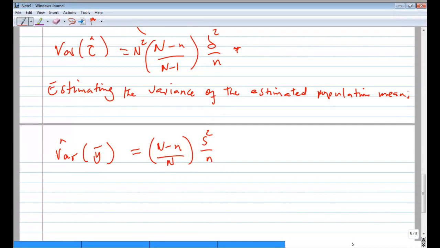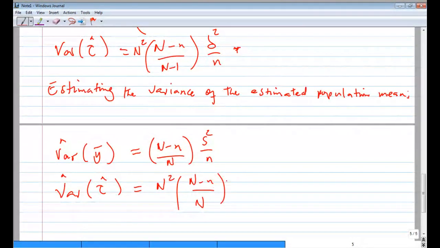So now, estimating the variance of the estimated population total, it's going to be like this. Var estimate of tau estimate, which is equal to N squared, open brackets N minus n, divided by N, close brackets, s squared over n. This is the estimated variance of the estimated population total. This is how we write it.